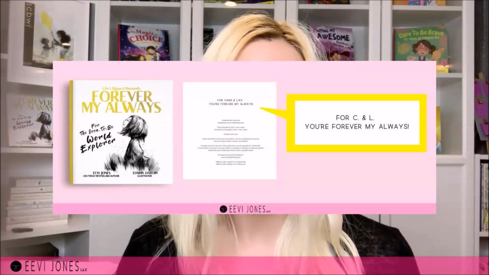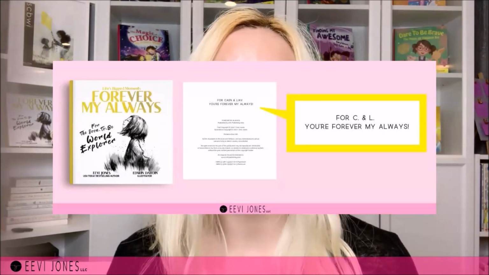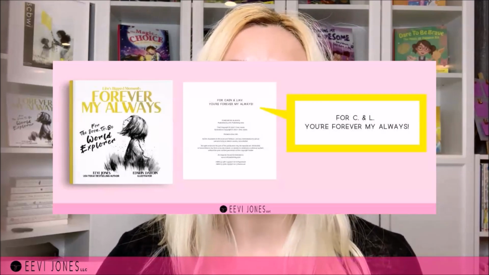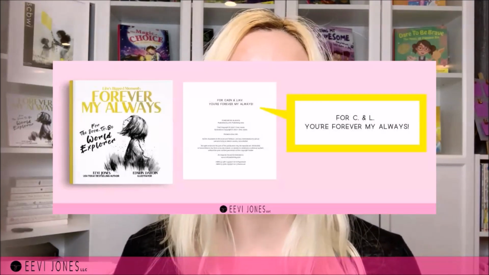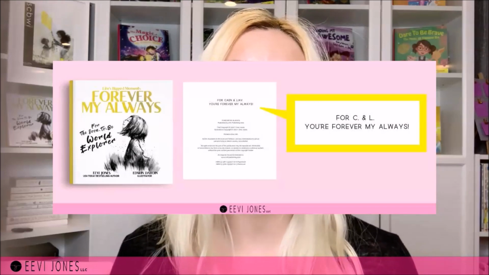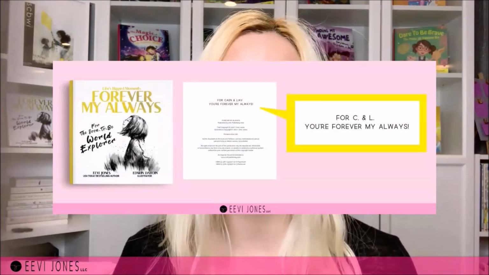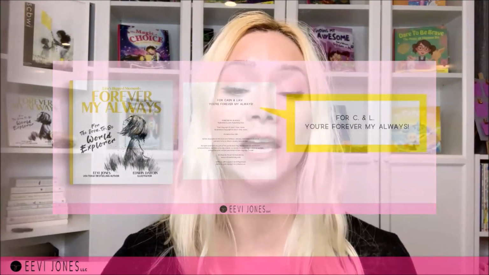Maybe for them not right now, but once they are that age. And so as you can see, for this particular book, because it is a fairly short dedication, I went ahead and added it at the top of my copyright page instead of using a separate page for it.